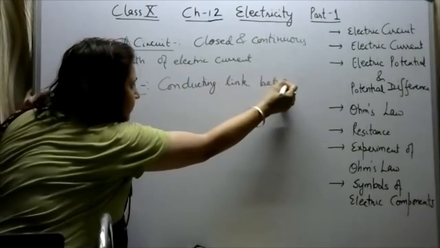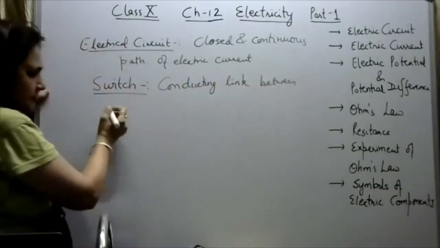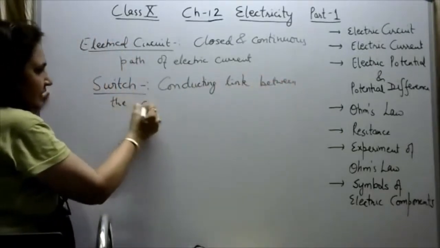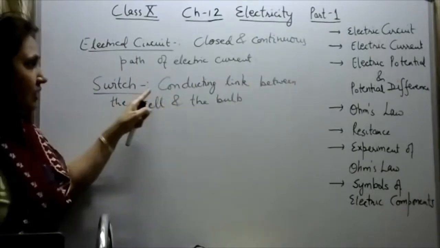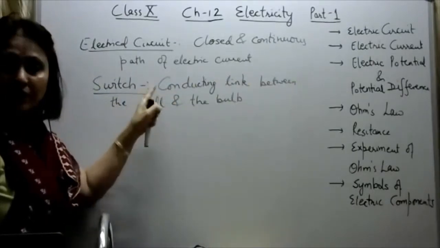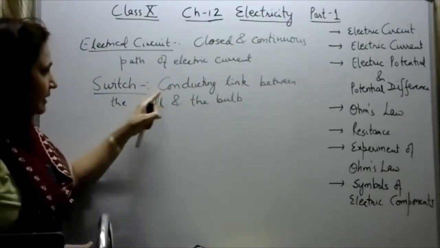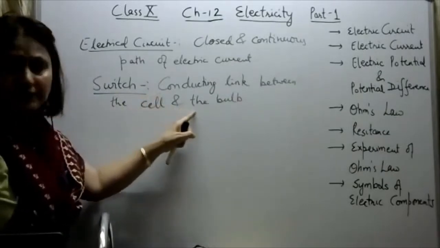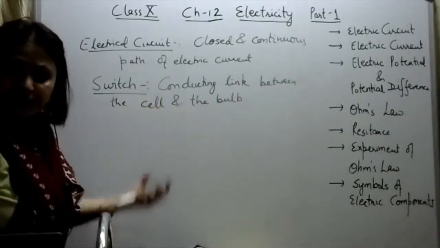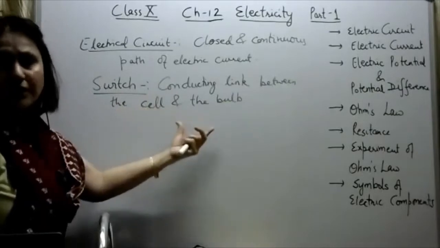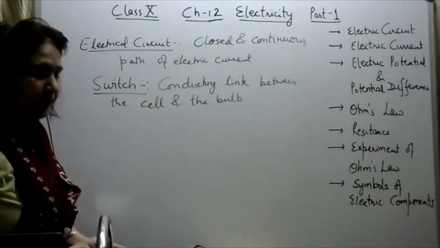So the switch can be defined as the conducting link between the cell and the bulb. If you want to glow the bulb, you will put the switch on. So it is the conducting link between the cell and the bulb, or between the source of current and any of the electrical components.